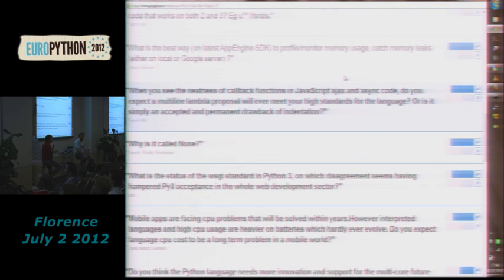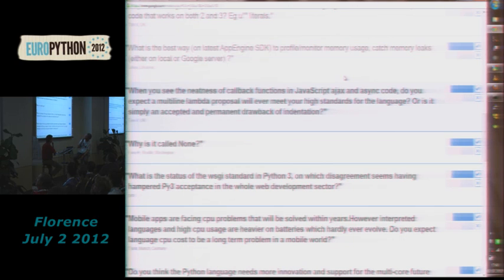Okay. When you see the neatness of callback functions in JavaScript, Ajax and async code, do you expect a multi-line lambda proposal will ever meet your high standards for the language? Or is it simply an accepted and permanent drawback of indentation?